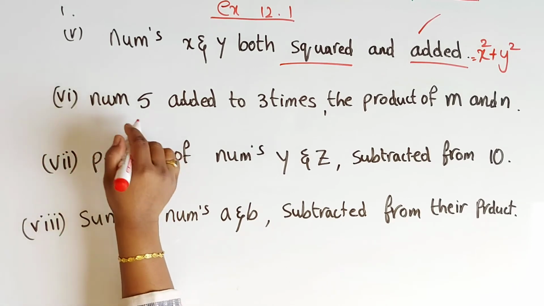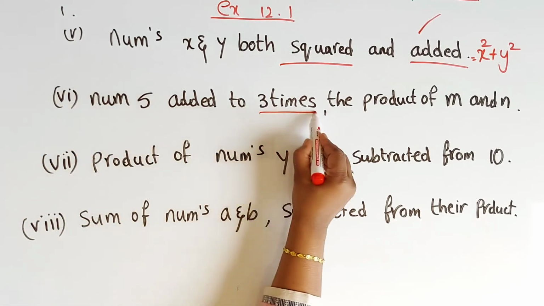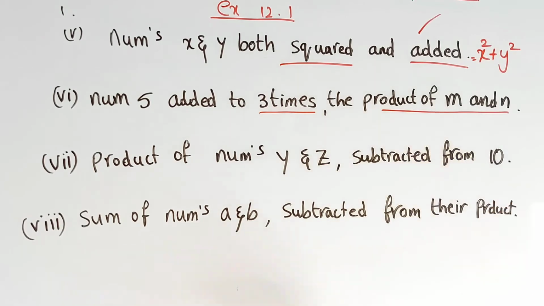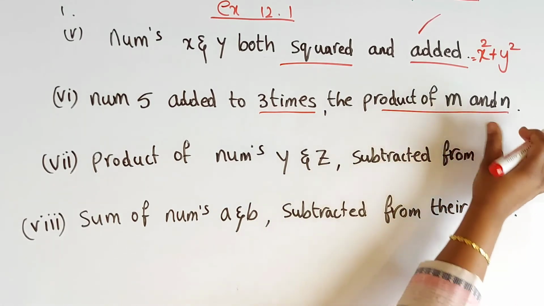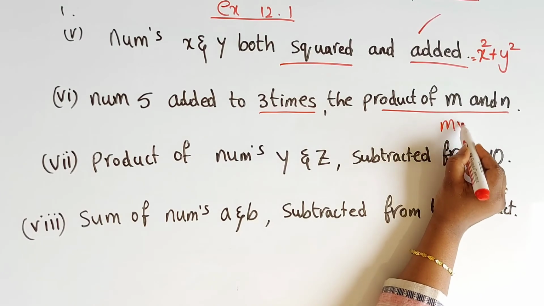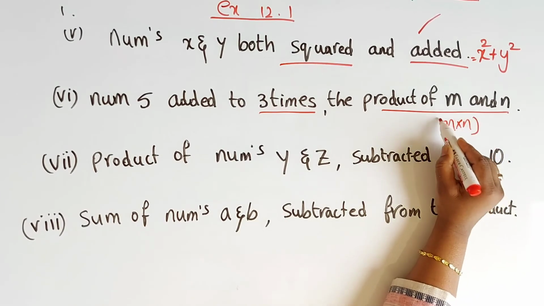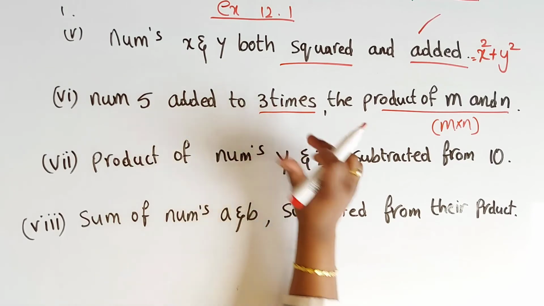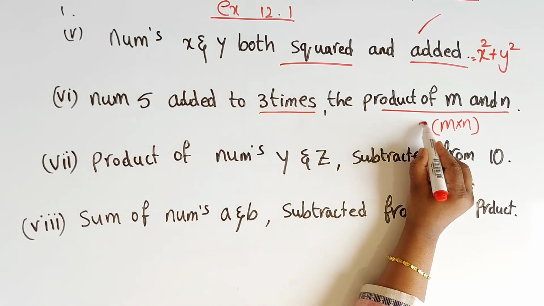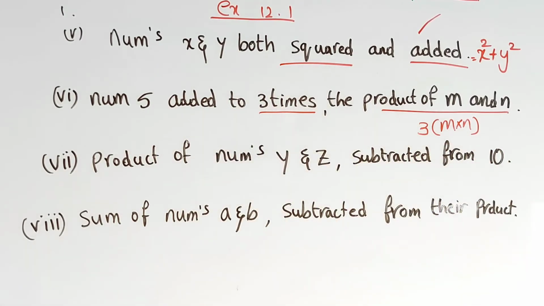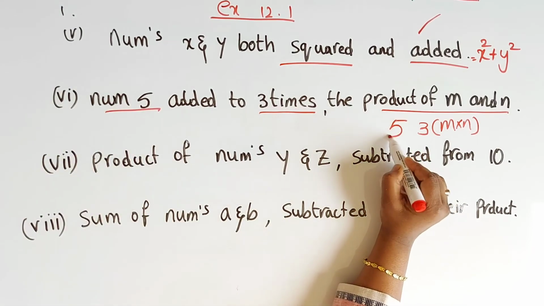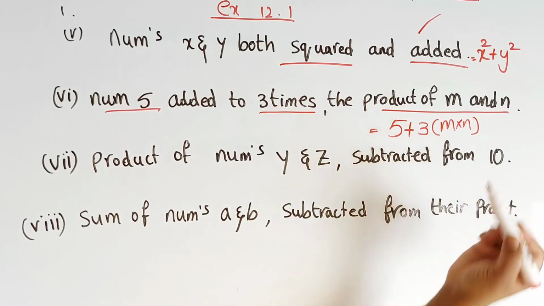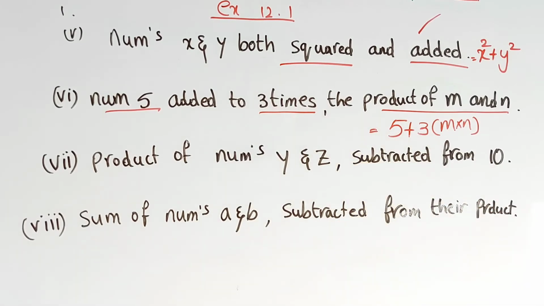Sixth one, number 5 added to 3 times the product of m and n. Product of m and n means m into n. Right? 3 times the product of, that means 3 times of mn. Right children? Number 5 is added to that. 5 added, 5 plus 3 of mn you can write.